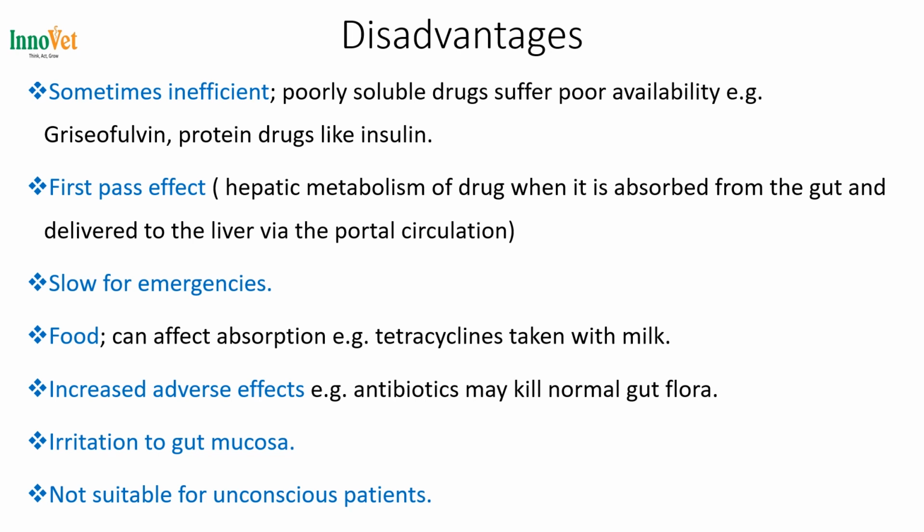Then the first pass effect, which refers to the hepatic metabolism of a drug when it is absorbed in the gut and delivered to the liver via the portal circulation. When a drug is absorbed in the stomach and then taken via the hepatic portal vein to the liver, it is metabolized. So it will not be able to do its role because it is detoxified. In short, it undergoes biotransformation or metabolism.